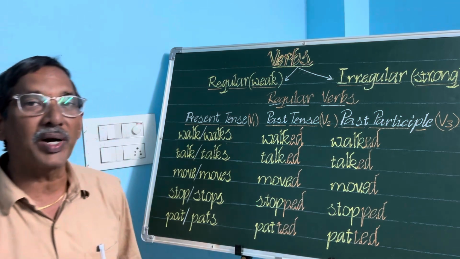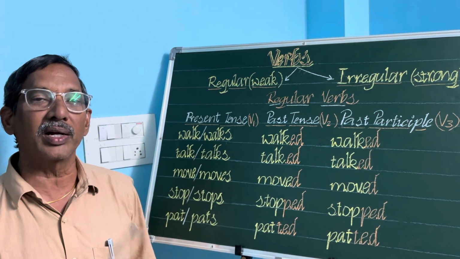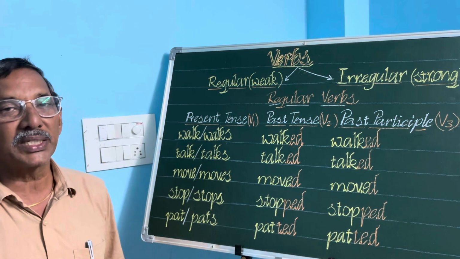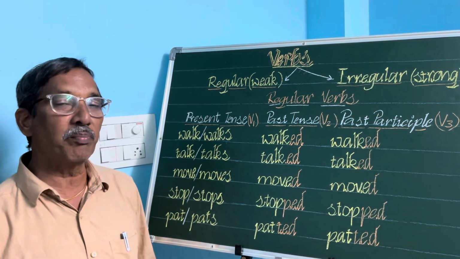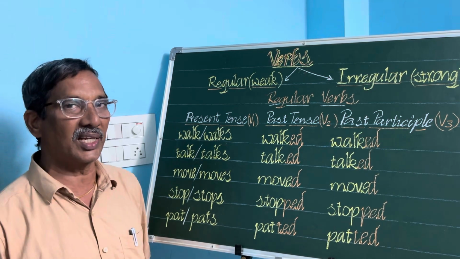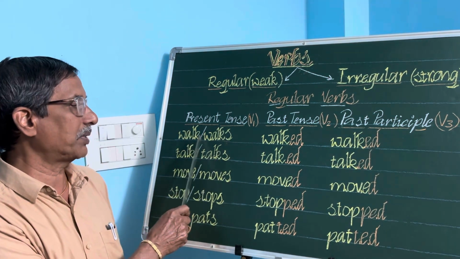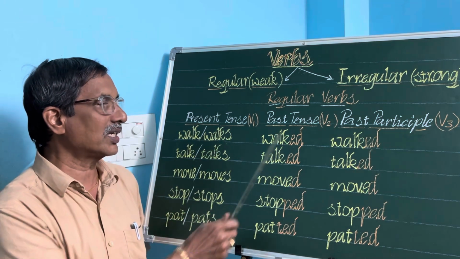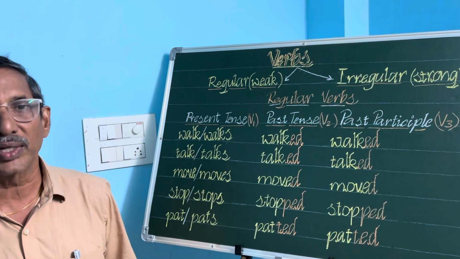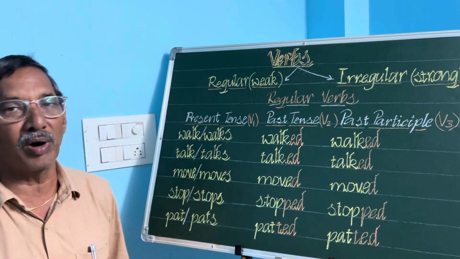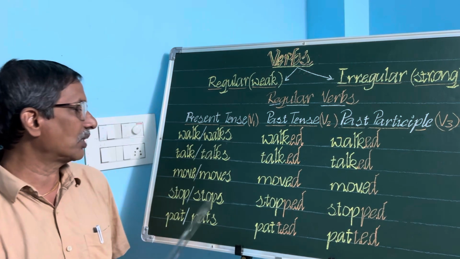The present participle of any verb, whether it is a regular verb or an irregular verb, is formed by simply adding ing at the end. Walking. Walk, walks is the present tense form. Walked is the past tense form. The past participle form is walked, and the present participle form or V4 is walking. We'll come to the next one.